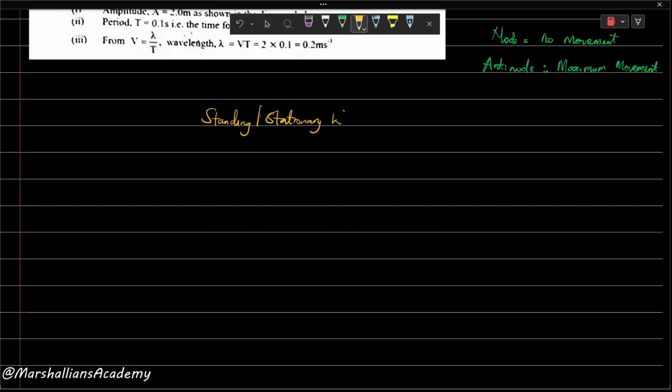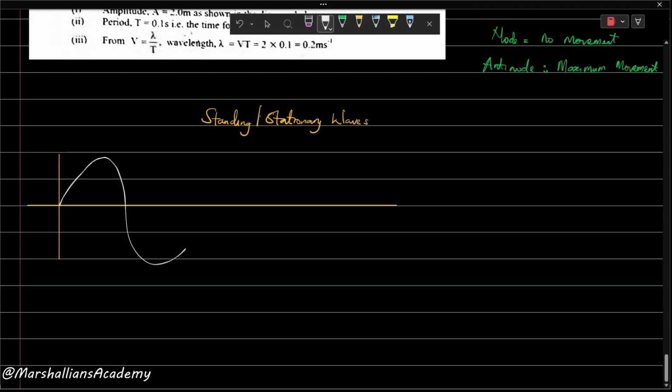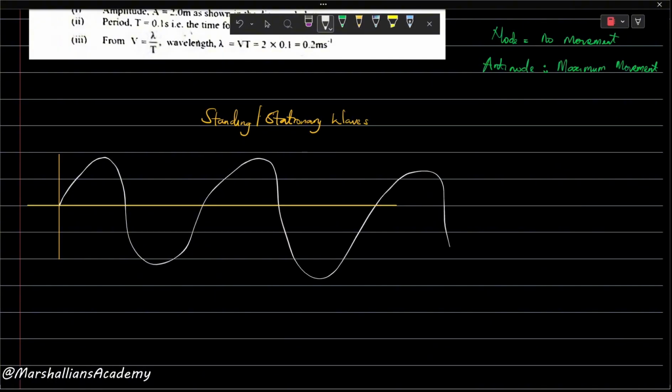What is a standing wave or what is a stationary wave? I'd like to illustrate this visually, but I'll still explain with words anyway. If I have two progressive waves that move in opposite directions to each other, having the same amplitude and the same wavelength, then both of them form one standing wave. Let me explain that with the diagram. Imagine this is one wave, and this is another wave moving in the opposite direction.